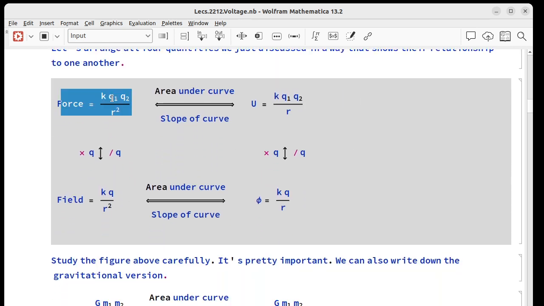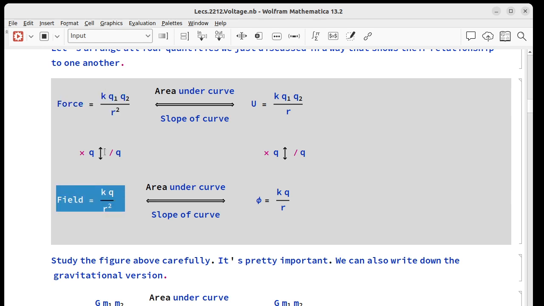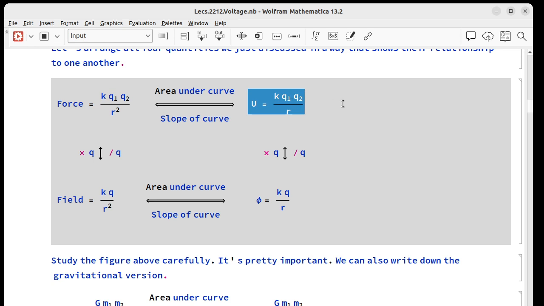we have force, and it's connected to field by a factor of q. We divide by q or multiply by q to go between force and field. Over here, potential energy, kqq over r, is connected to potential, again by dividing by charge or multiplying by charge. How are these things left and right connected to each other?